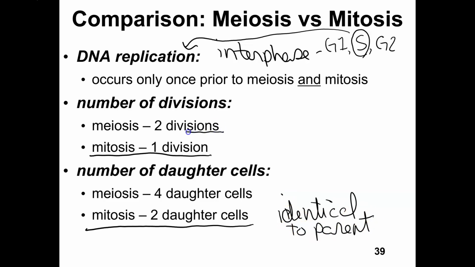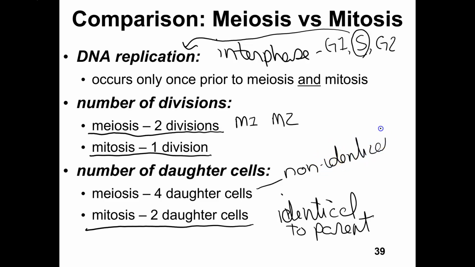In meiosis, we go through two divisions. We go through meiosis 1 and meiosis 2. And we end up producing 4 daughter cells. These are non-identical. And they are haploid, whereas this is diploid, just like our parent, okay?